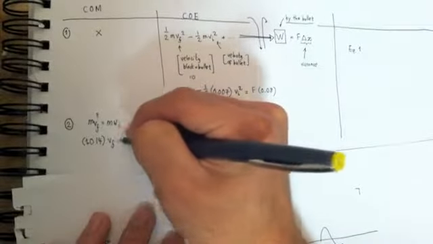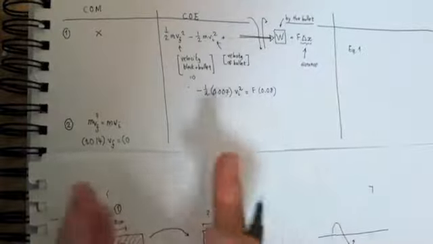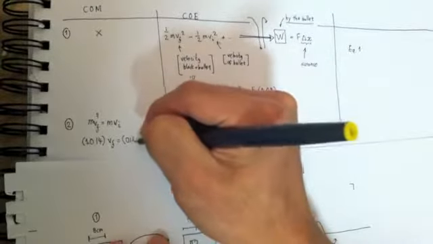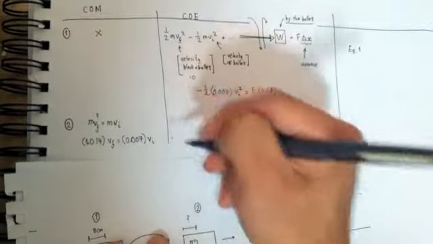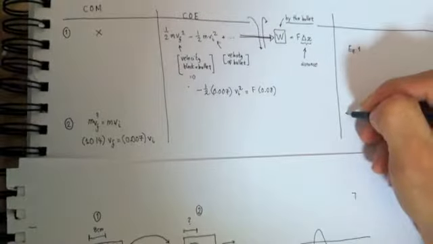V final equals, what is the mass of the initial before it hits the block? It's going to be 0.007 V initial. Cool. So that's equation number 2.